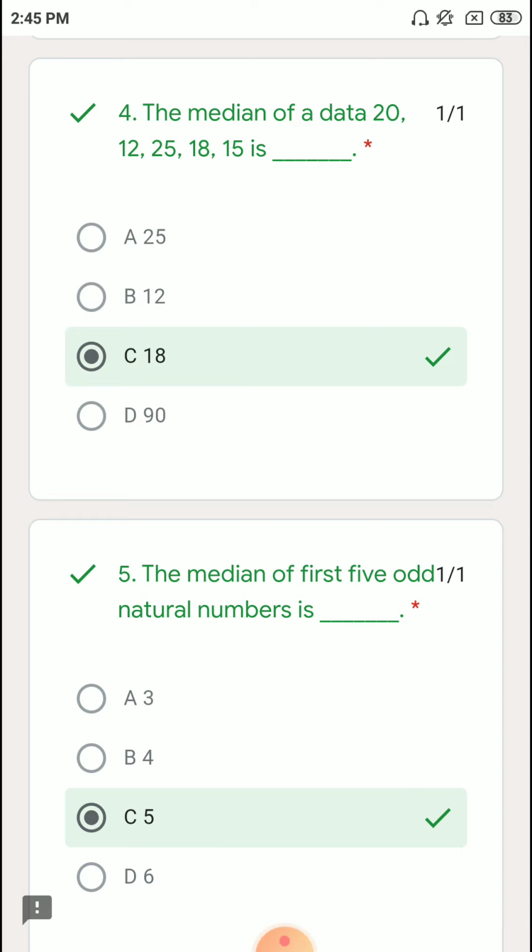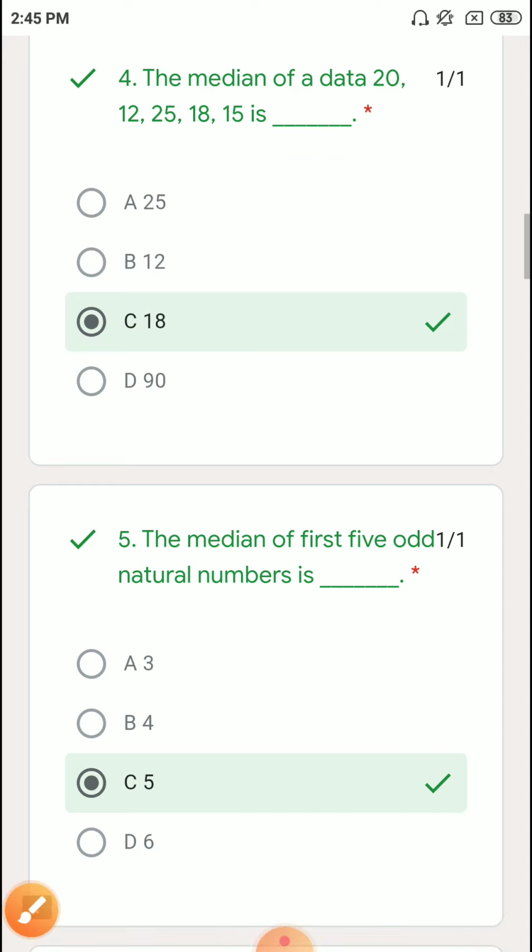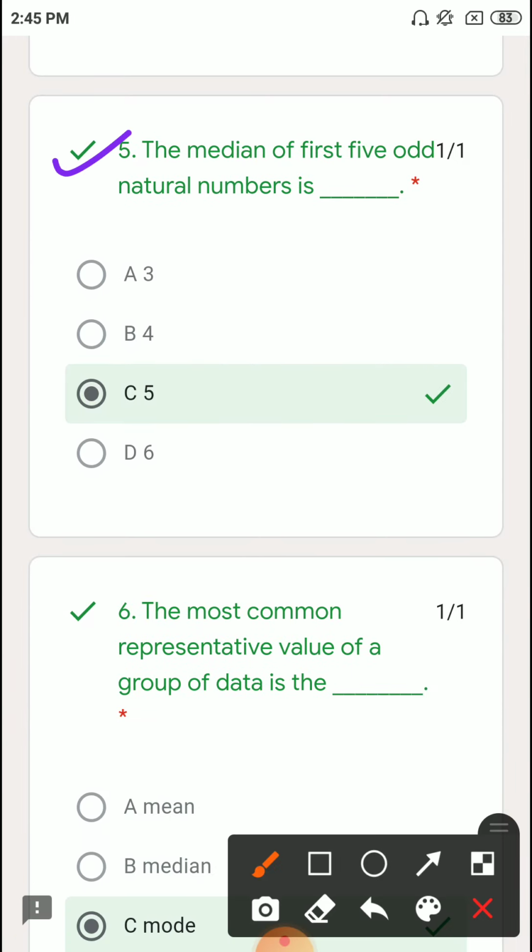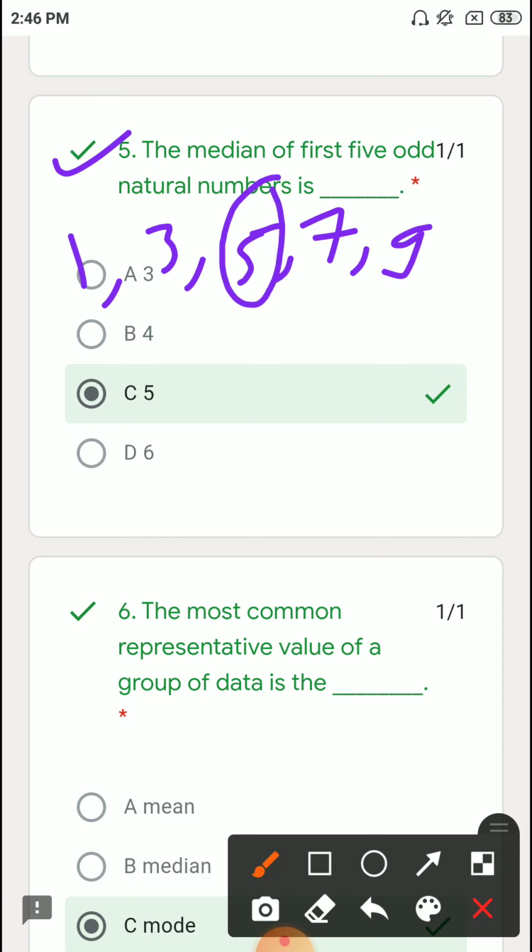After that, question number 5, the median of the first 5 odd natural numbers. The first 5 odd natural numbers start with 1, 3, 5, 7 and 9, right? These are the first 5 odd natural numbers. If we want to find the median, then the exactly center value is 5. So this 5 is our answer of the median, right? Exactly the middle number, it is 5.